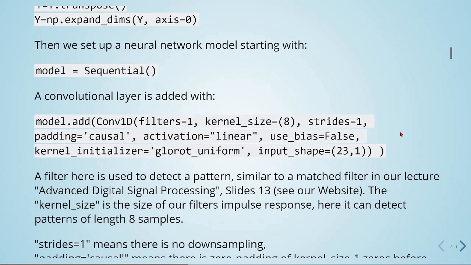So a filter here is used to detect a pattern. It will be similar to a matched filter that we've seen in our lecture Advanced Digital Signal Processing, in lecture 13, that you can find on our website. So the kernel size here is the size of our filter's impulse response. So here it can detect patterns of length of 8 samples.